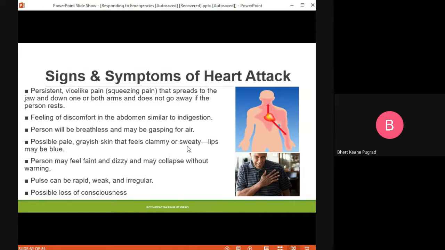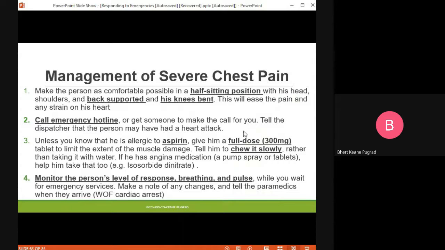Cold and clammy, sometimes they think it is just a chill or something they ate, but it turns out it was already a heart attack. Okay? And the patient's lips may be blue. Why? Because there is now impairment of circulation. The person may feel dizzy and faint and may collapse. The patient's pulse can be rapid, then weak, and then becomes irregular, with possible loss of consciousness. Okay? That is why with angina or severe chest pain, our action should also be quick.